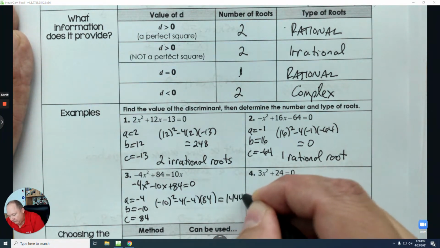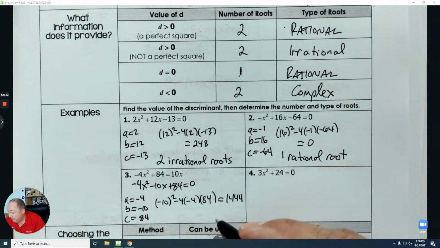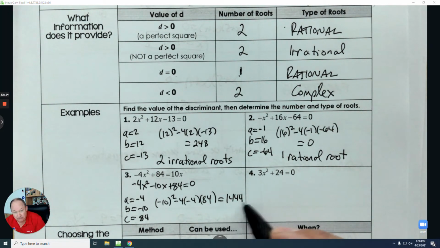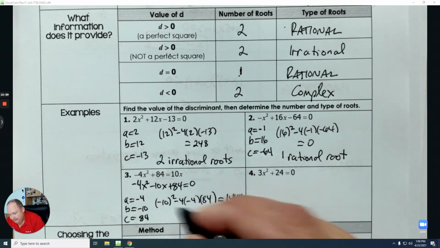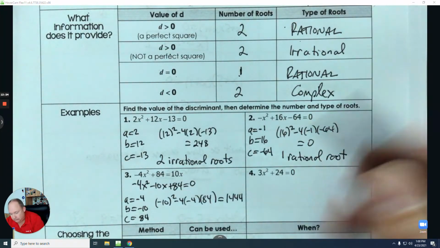It's 1,444. If you took a calculator and square root, it actually does have a square root. This is a perfect square. 38 times 38 is this number. I don't expect you would know that by memory. And because of that, it's a perfect square. There are two rational roots.